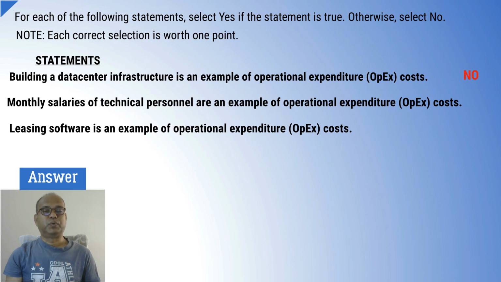In statement 2, we know that all kinds of operating costs are defined as OPEX, and staff salaries are also OPEX cost. So this statement is true. In statement 3, the cost of leasing a software is an ongoing cost, not a fixed cost, and it is called OPEX, but the cost of purchasing a software is a fixed or one-time cost, not an ongoing cost. It's called CAPEX. Therefore, this statement is true.